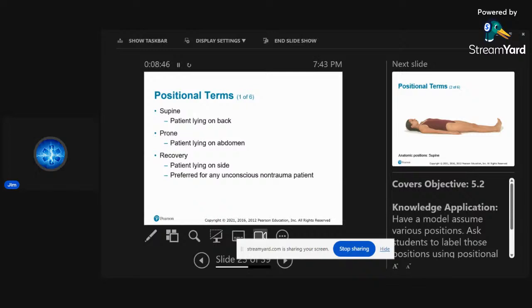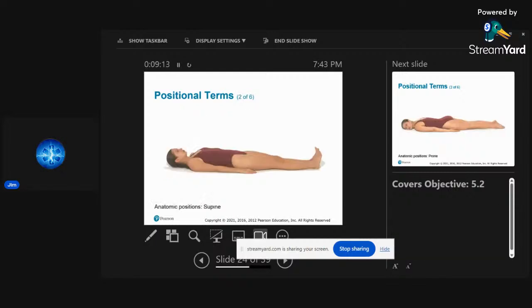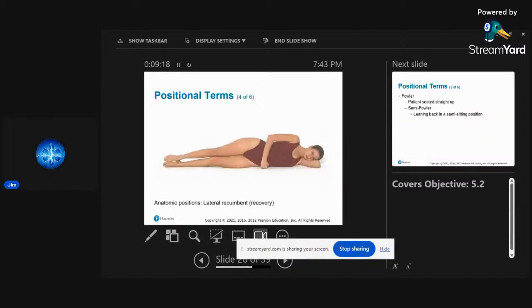Positional terms, supine. That's when someone's laying on their back. They're supine. Prone is when someone's laying on their belly or abdomen. And we're going to talk about the recovery position. I've mentioned it before, but it's patient laying on their side, preferred for any unconscious or non-trauma patient. A lot of times we do the left recovery position because, like I said, when we put it on the cot and they're in the left recovery position, they are facing the EMT or the paramedic in the back of the ambulance. Here's a good picture of supine and prone. And here's the left recovery position.